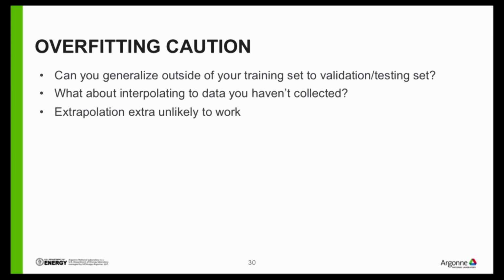But something that's really tricky to think about is being able to interpolate to data that you haven't collected, if the data you collected isn't a perfect match for the distribution of data that you'll see later. And then extrapolation is extra difficult, especially with neural networks. You're really only learning a function on the domain that you're training on.